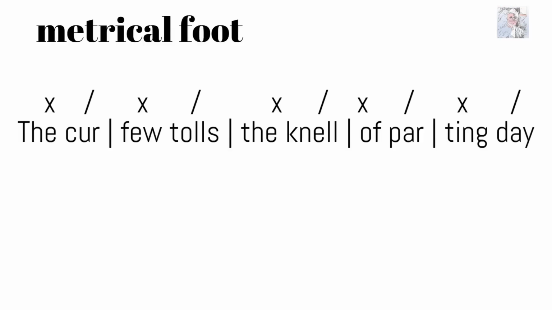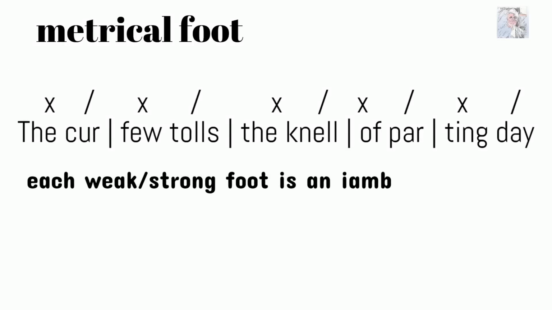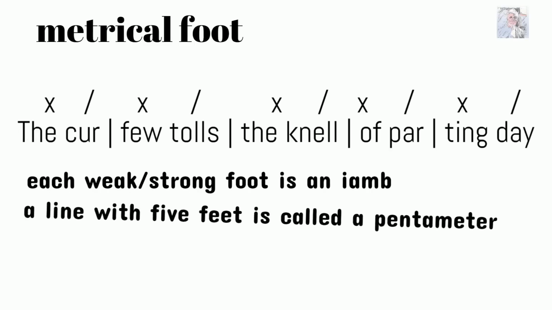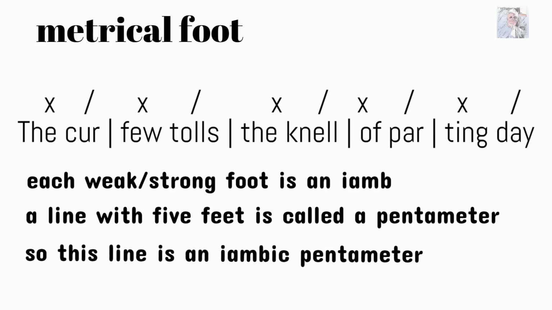The particular pattern we're looking at here, weak, strong, is called an iamb. And because it's repeated 5 times, the line is called a pentameter. So, the curfew tolls the knell of parting day is an iambic pentameter.